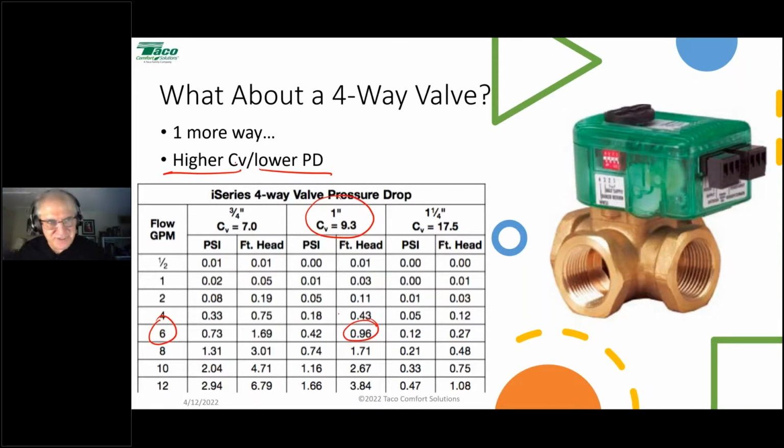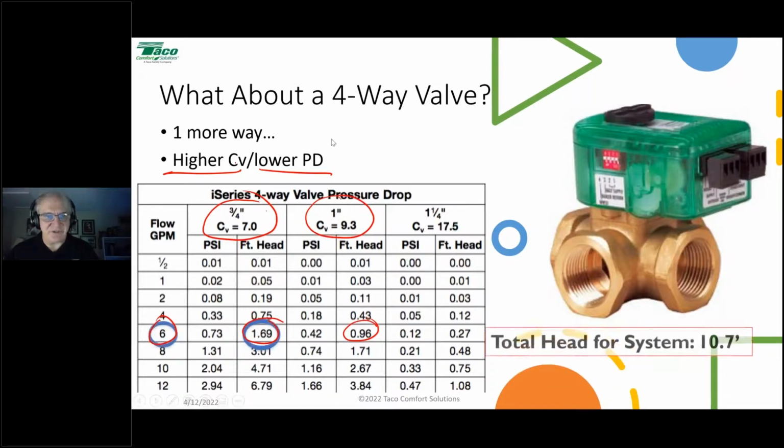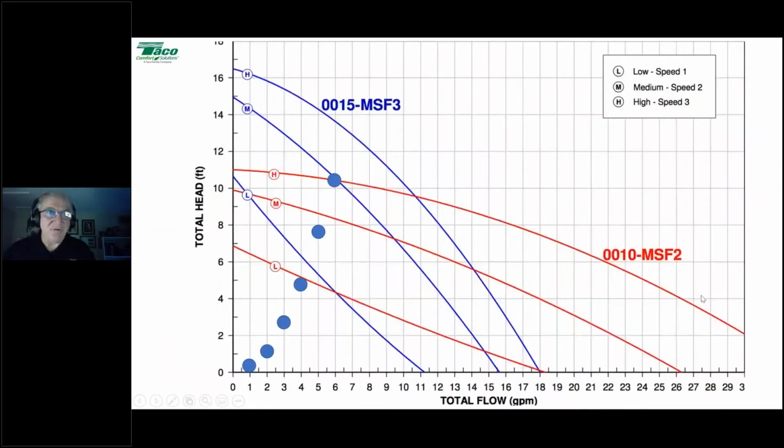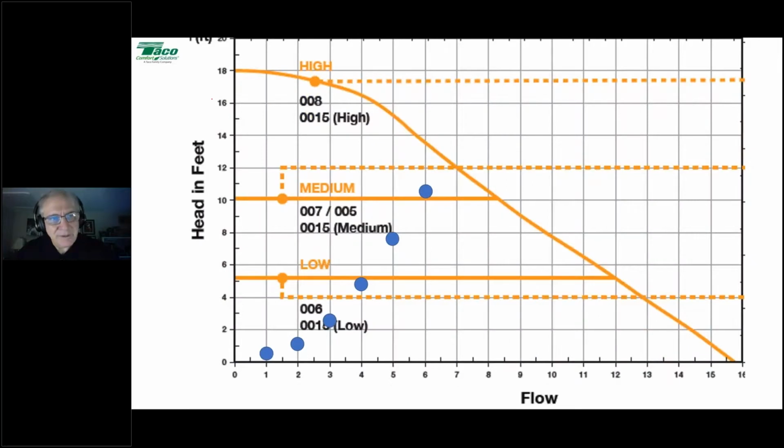Let me suggest this to you. You might be better served with the 3/4 inch valve. And here's why. The head is 1.69 feet. Let's work with that one first. 1.69 feet of additional head. So now my total head is just over 10 feet. Now with my 3-speed pump, I'm firmly in the medium category here. But now I'm going to be okay with medium here.